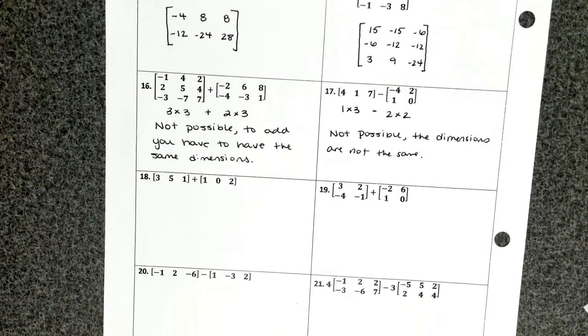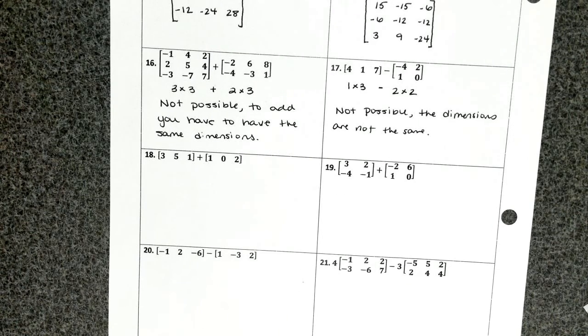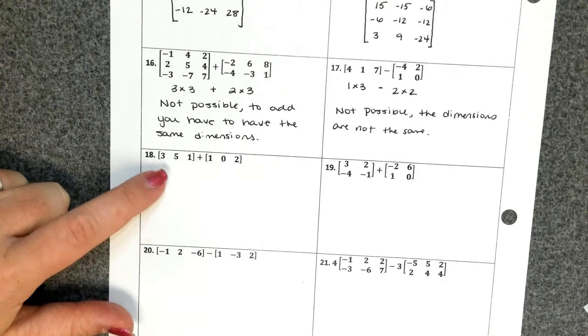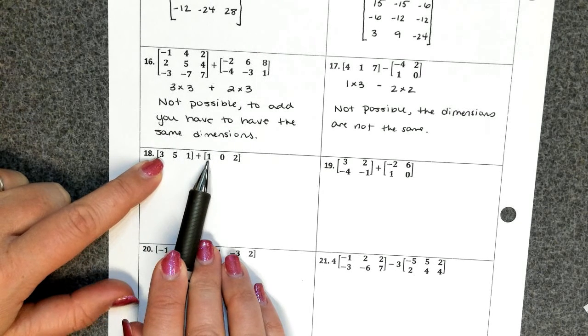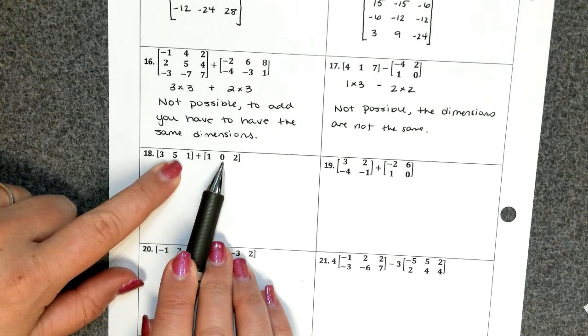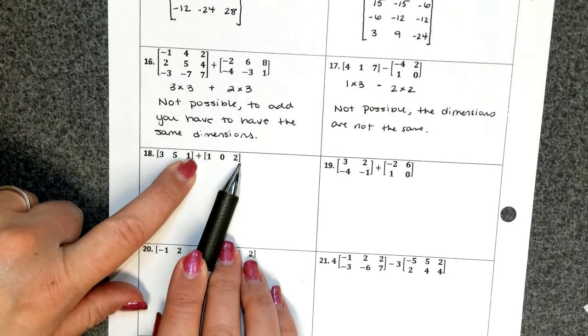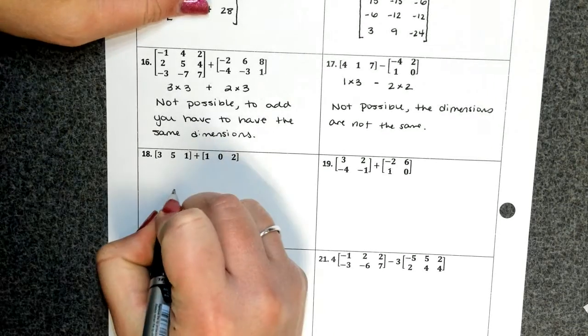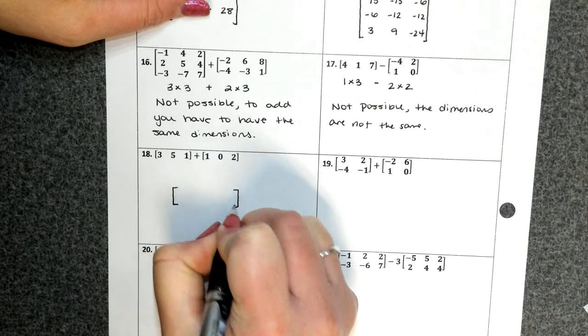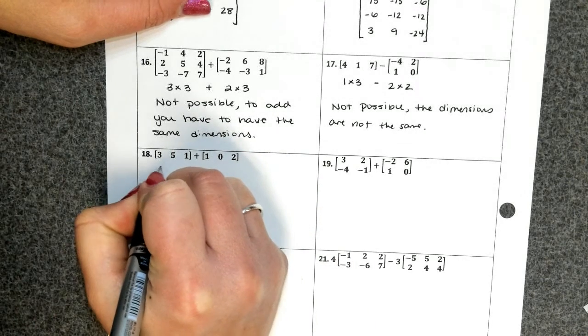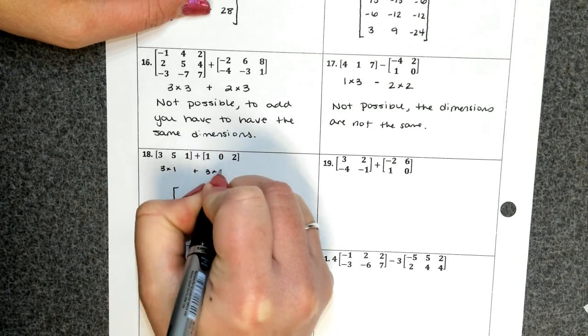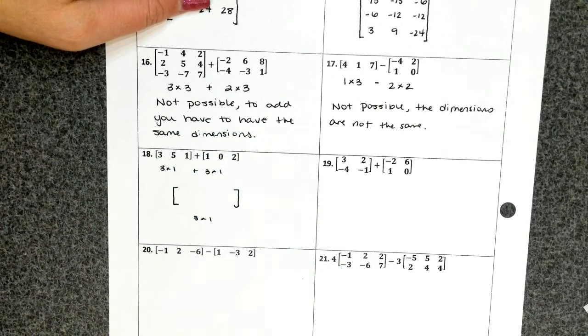Number 18, again, we're adding. Number 13, how do I add matrices together? You would take 3 and add it to the 1, 5 and add it to 0, and 1 add it to 2. Yeah, so you have to do the 3 added to the 1 because those are in the same spot. You have to take 5 and add it to the 0 because those are in the same spot. 1 and add it to the 2 because those are in the same spot. So our answer is going to have the same dimensions that we started with. We have a 3 by 1 plus a 3 by 1. So our answer has to be a 3 by 1.